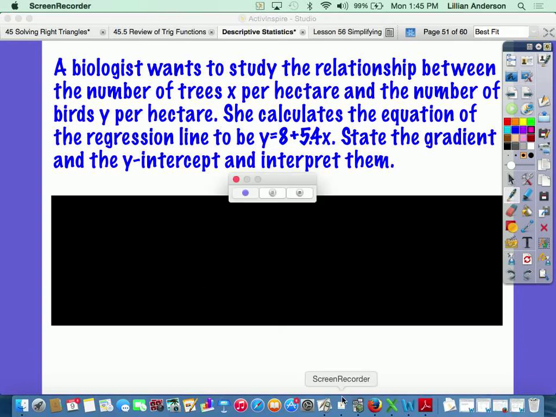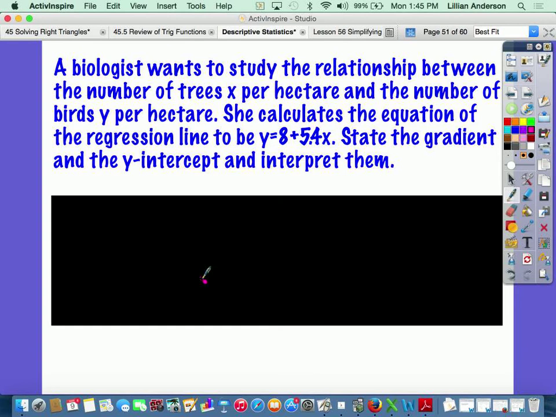It says a biologist wants to study the relationship between the number of trees x per hectare and the number of birds y per hectare. She calculates the equation of the regression line to be y equals 8 plus 8.4x. State the gradient and the y-intercept and interpret them. Well, what's the gradient?